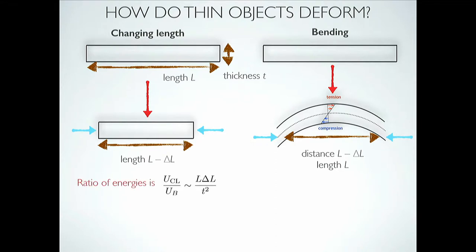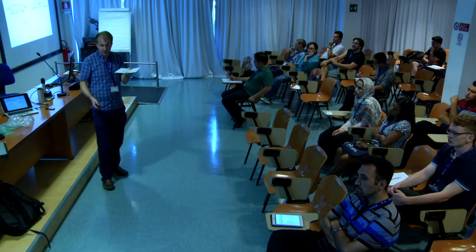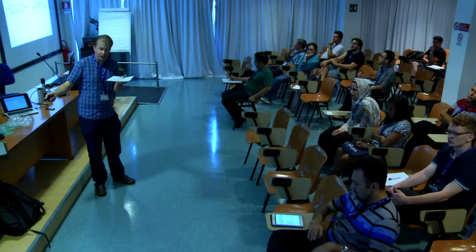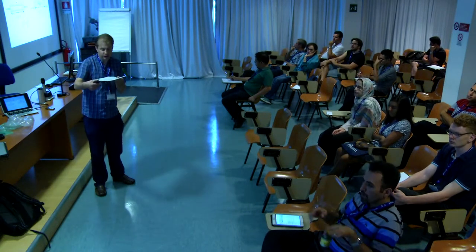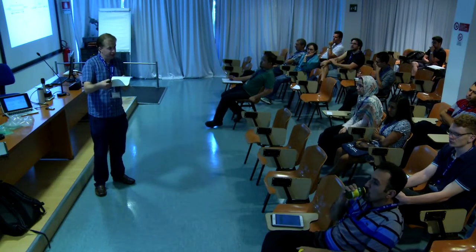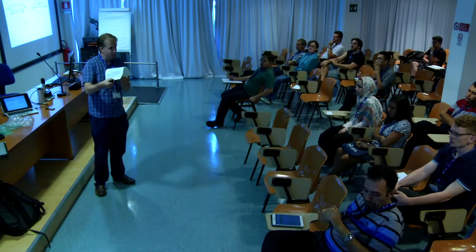So if we look at the energy, there's basically an elastic energy from changing your length, and here there's an elastic energy not from changing the length, but rather from stretching the outside and compressing the inside. And it turns out that the cost of changing the length compared to the cost of bending scales with the length times how far you push the two ends together divided by the thickness squared. Okay? So the important thing here is that this is thin. So if this is thin, then the t squared on the bottom line is very, very tiny, and this energy for changing my length is very, very high compared to the energy of just bending out of the way.